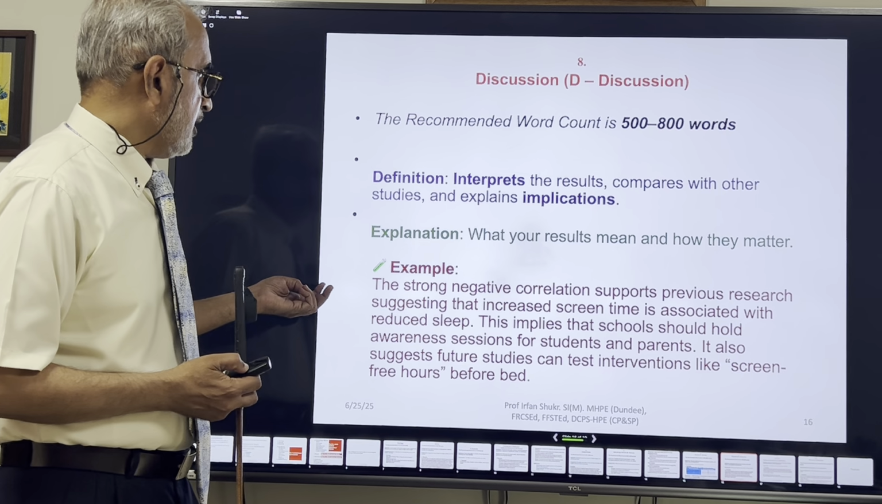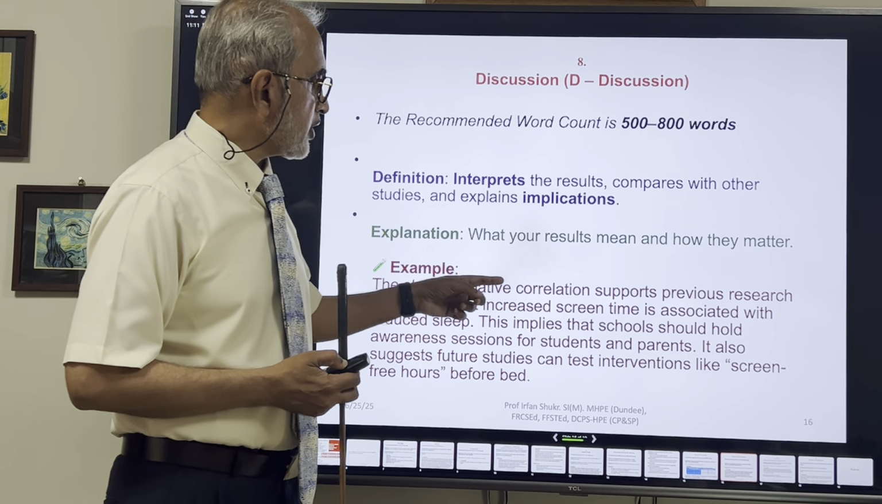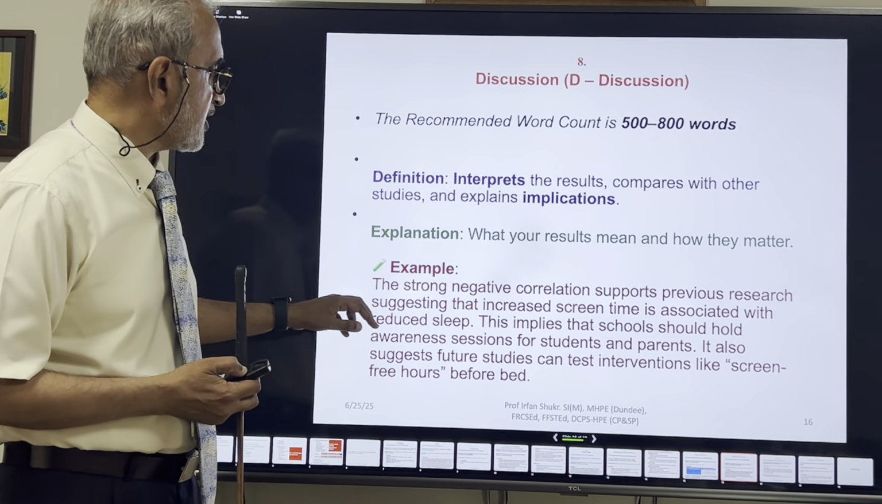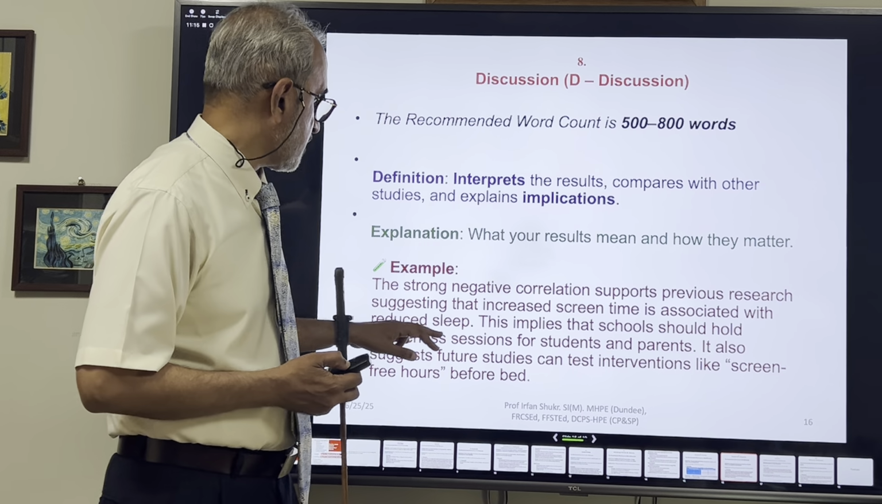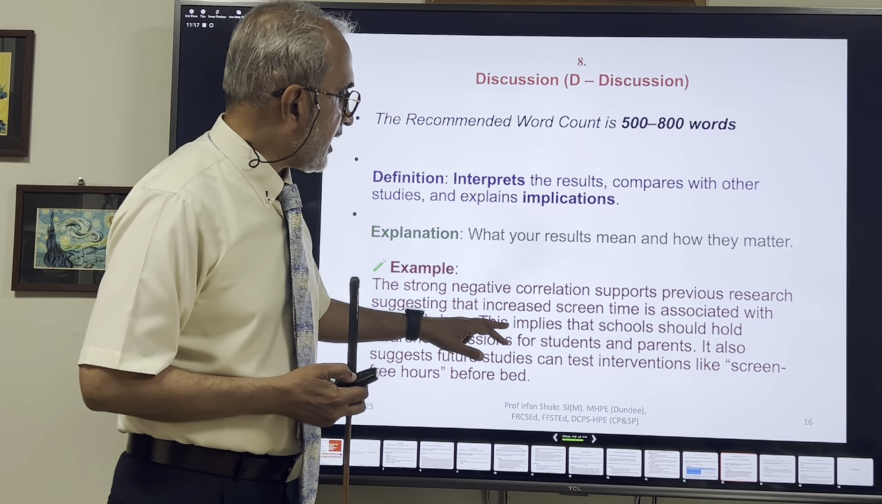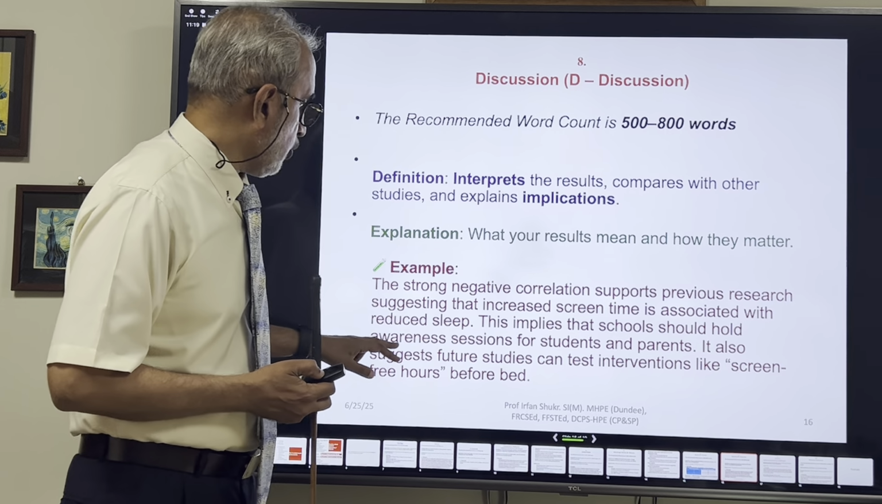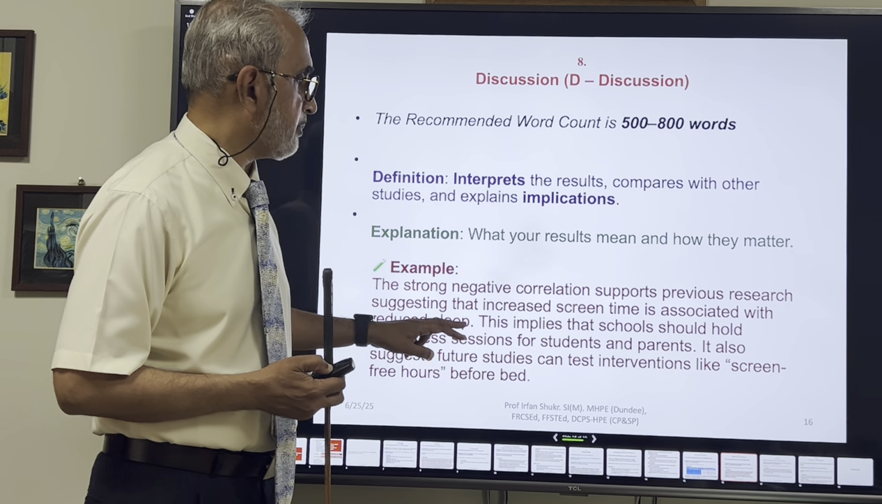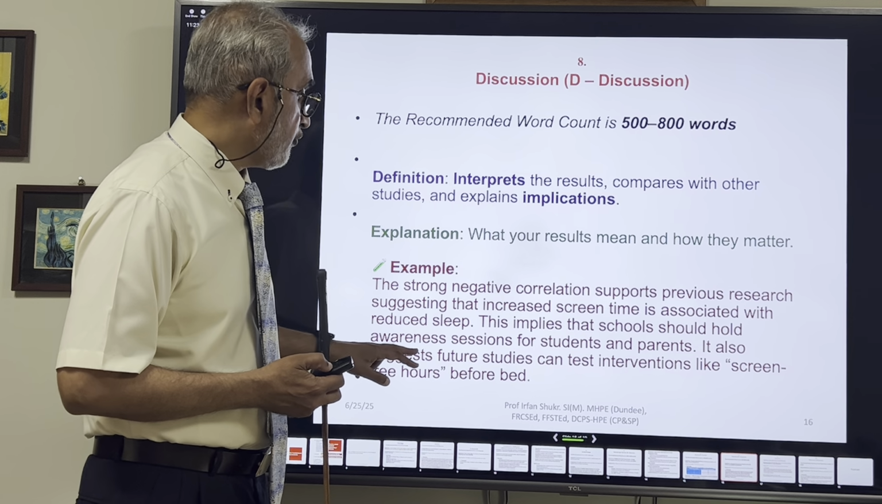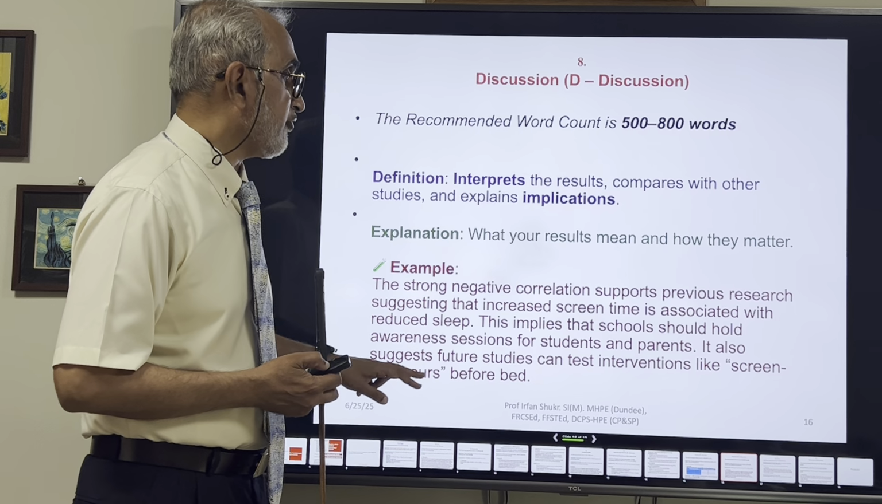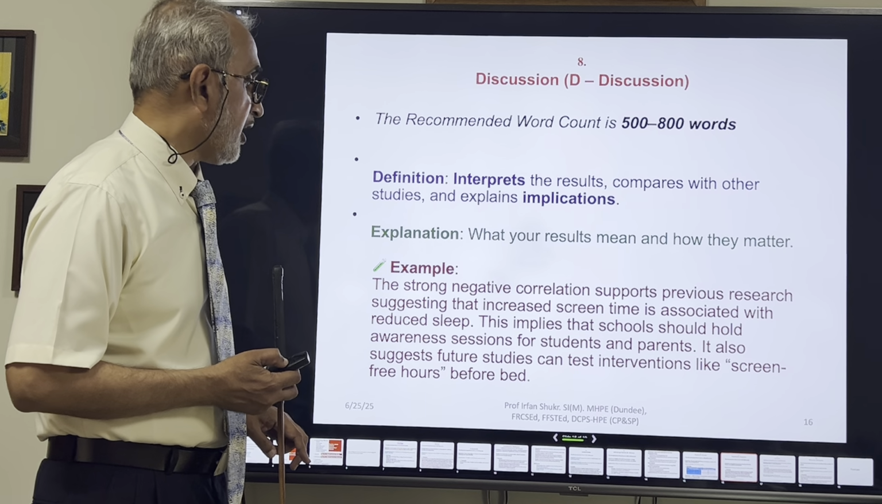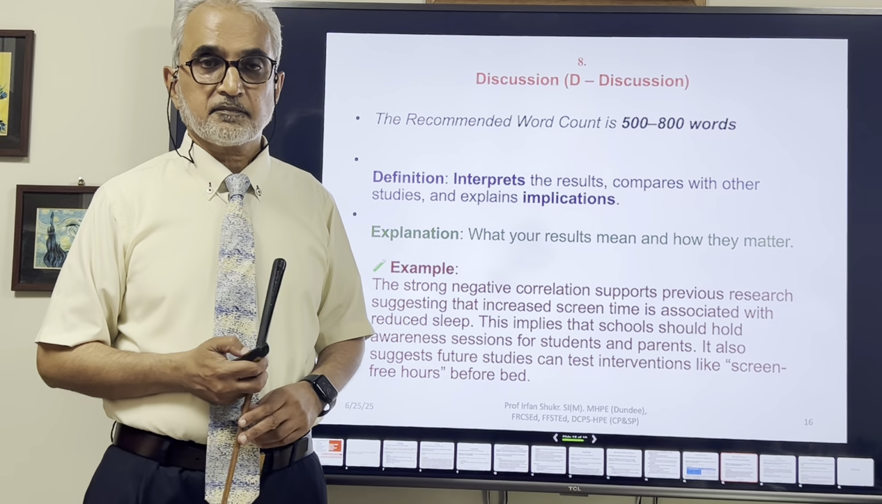As in our example, the strong negative correlation supports previous research suggesting that increased screen time is associated with reduced sleep. This implies that schools should hold awareness sessions for students and parents. It also suggests future studies can test interventions like screen-free hours before bed.